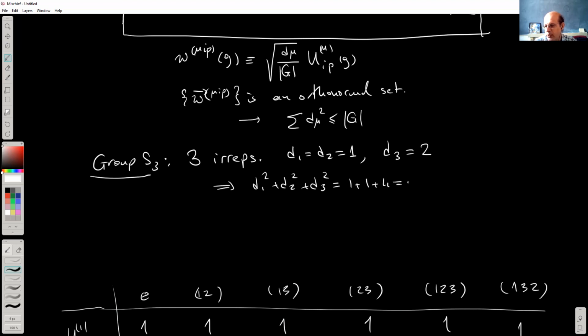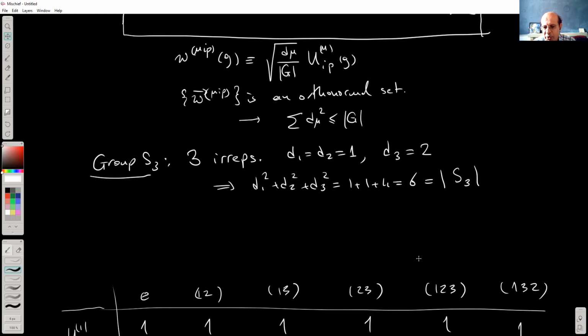So the sum of the squares of the dimensions is equal to 6, which is the same thing as the order of the group, right? This is the symmetric group, the permutations of three objects. Let's just remember this. So as a result, the representations that we have already found must be all of the irreducible representations of that group, right?